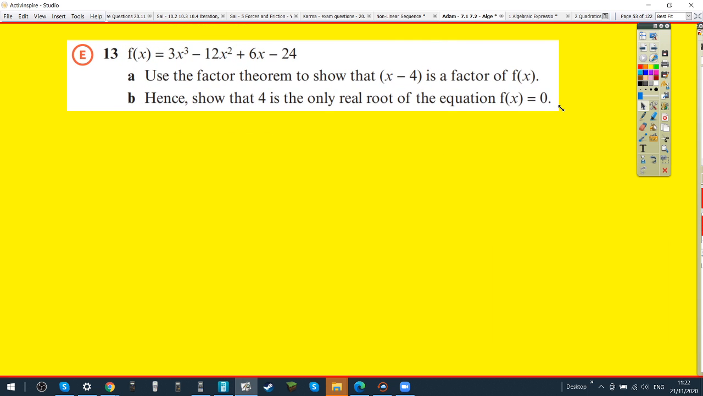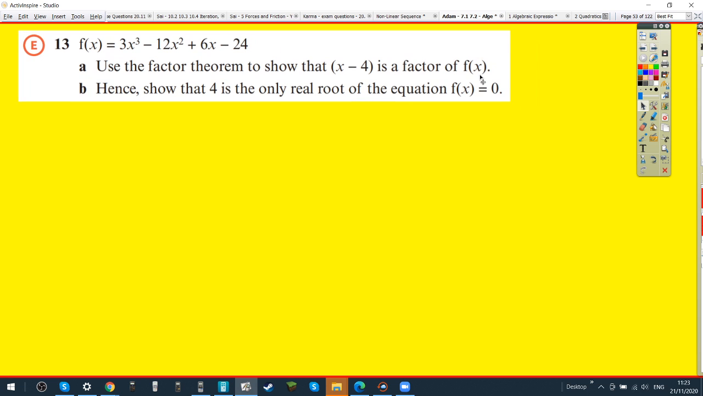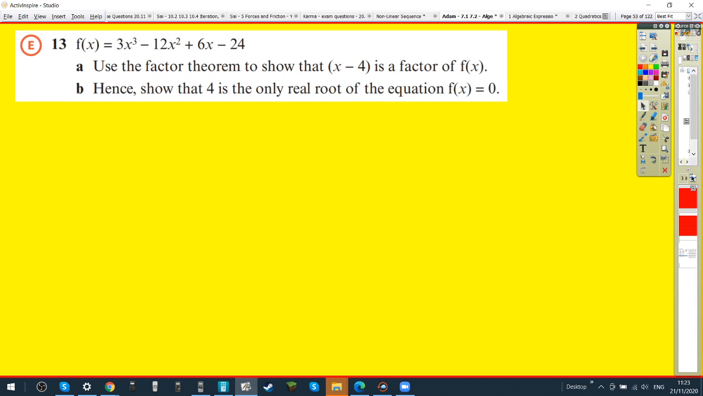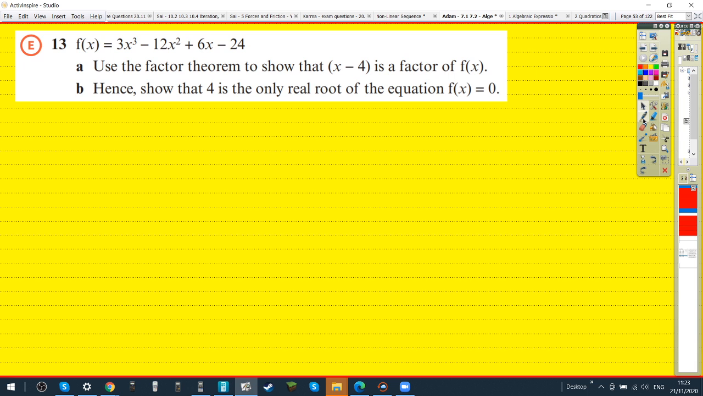4 is the only real root. Ooh, there might be a trick to this one. Yeah, I think there is. It says x minus 4 as a factor. What happens when you try to factorize this one?